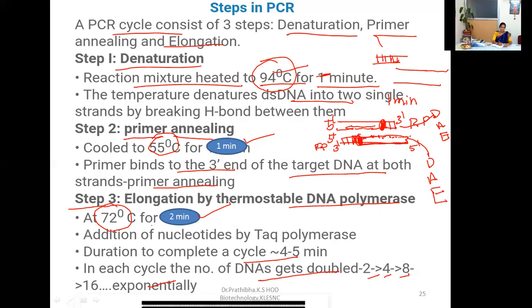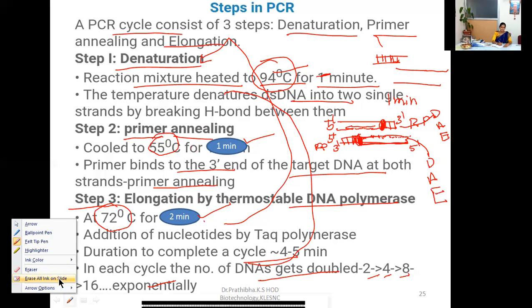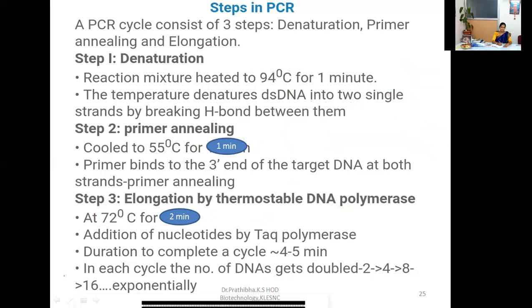Every time, the step 3 product will go through step 1 and 2 again and then step 3. Again, step 3 will go through step 1, step 2 and then step 3. Hope you're able to understand these particular steps. You can take a screenshot and make a note.